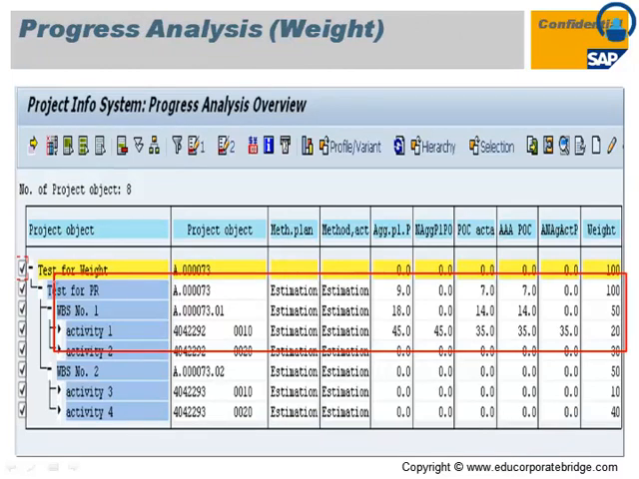This is the particular progress analysis which uses the weight-based method. So after configuring this method and applying it on the particular project, you can get the aggregated and non-aggregated plan and the percentage of completion along with the weight.